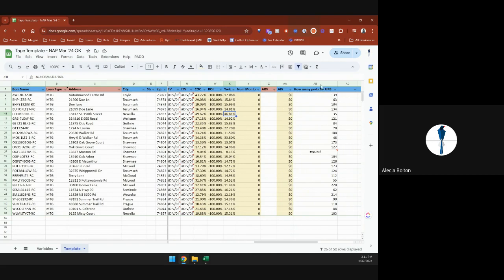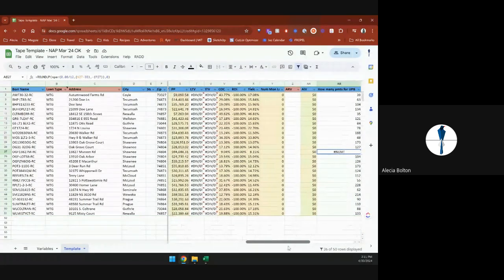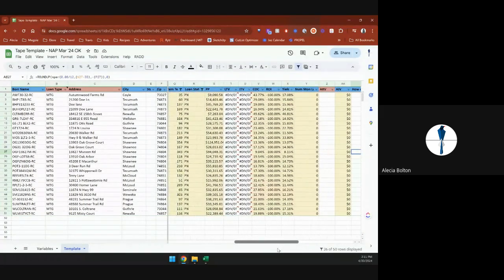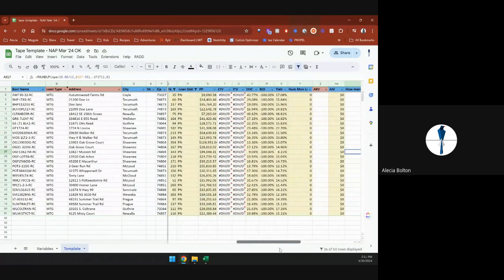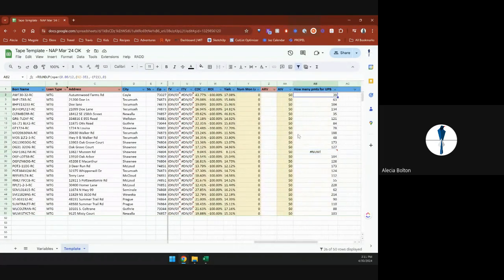And then I added in this column called how many payments for UPB. What I meant by that is it was a calculation of how many payments I would have to sell in order to cover what I paid for it. In some cases, it didn't work. In some cases, I would have to sell more than the remaining number of payments. Like for this top one, there's only 35 payments remaining, but I'd have to sell 39.